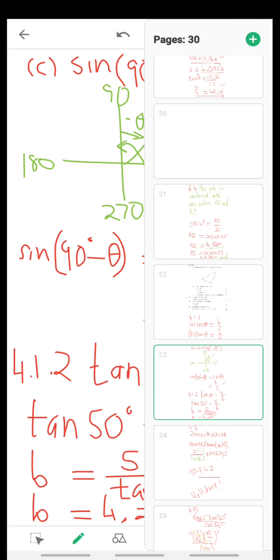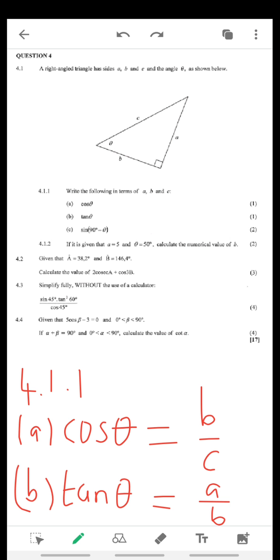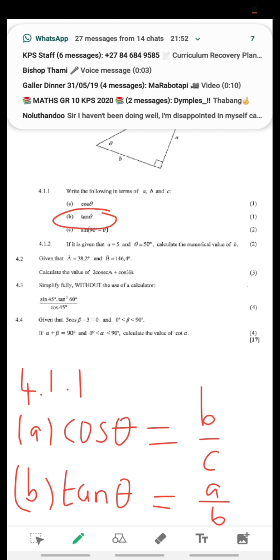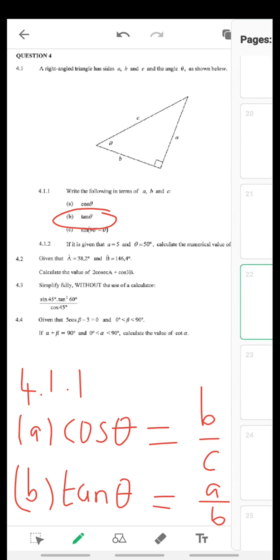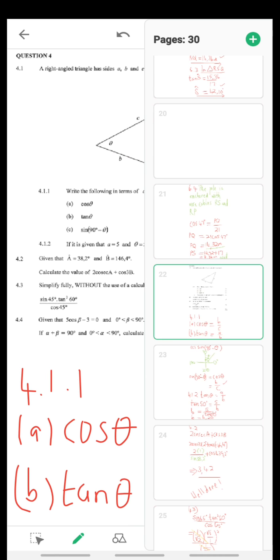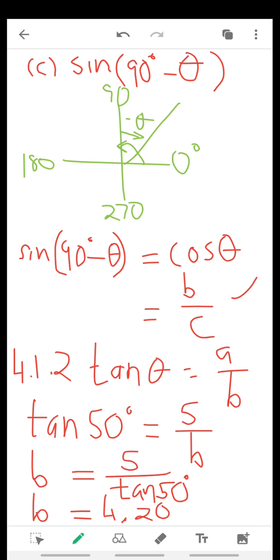Now the next thing is 4.1.2. They are asking us to find the value of B if A is 5 and theta is 50 degrees. I've used B to find the value of B, just a coincidence, but that's it. So what is tan theta? Remember, my tan theta was equal to A over B. Now I'm given theta, which is 50 degrees, and I'm given A, which is 5. Then I found that my B was 4,20.